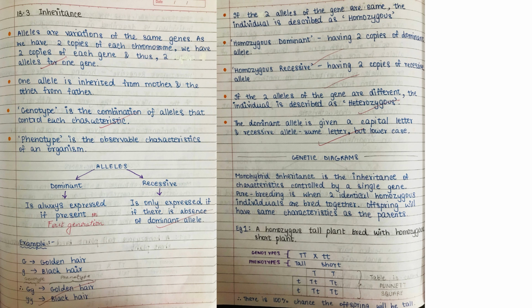Homozygous is when the organism has 2 identical alleles for a particular gene, whereas heterozygous is when the organism has 2 different alleles for a particular gene. So homozygous dominant is when the organism has 2 copies of the dominant allele, whereas homozygous recessive is when the organism has 2 copies of the recessive allele. The dominant allele is given a capital letter, whereas recessive is given the same letter but in lowercase.